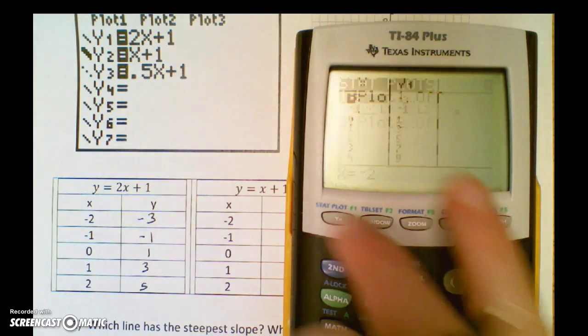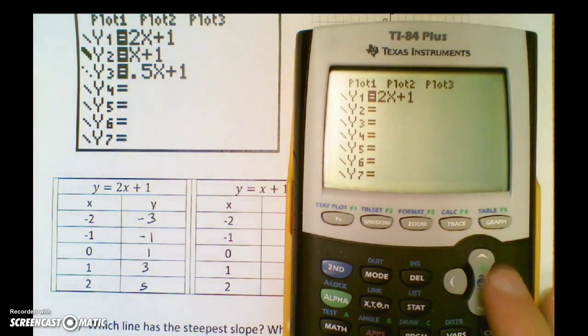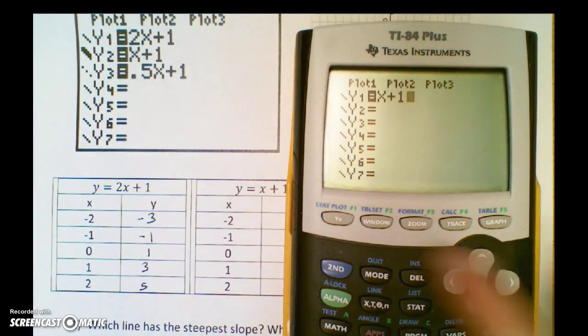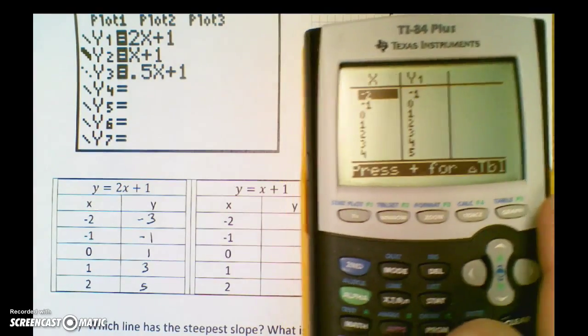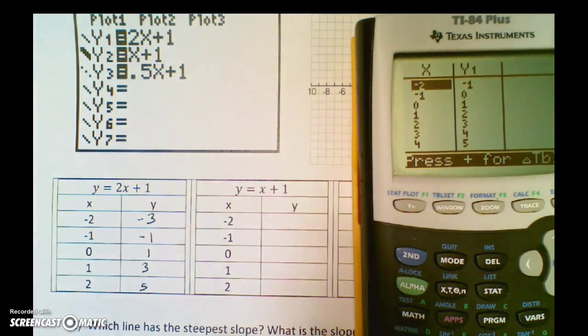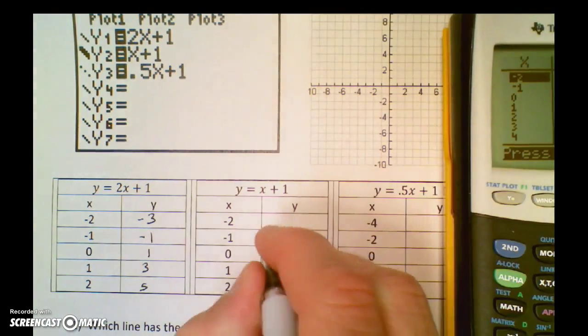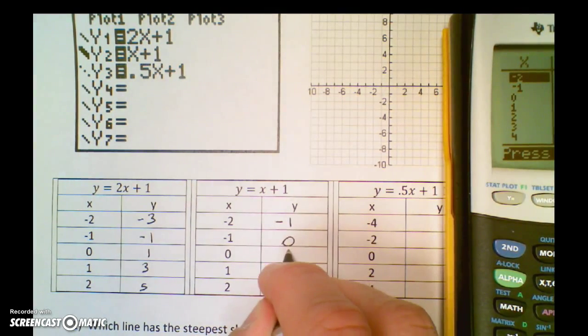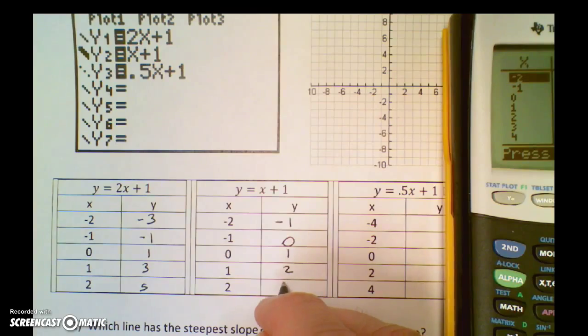Do the same thing again, y equals, and then let's type in the second equation, which is x plus 1. Second table. So we get -1, 0, 1, 2, and 3.